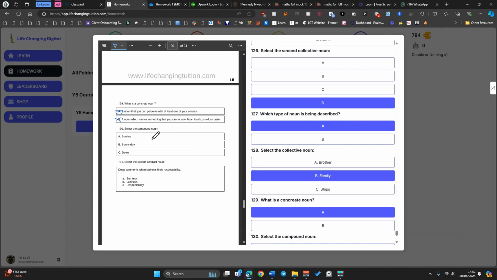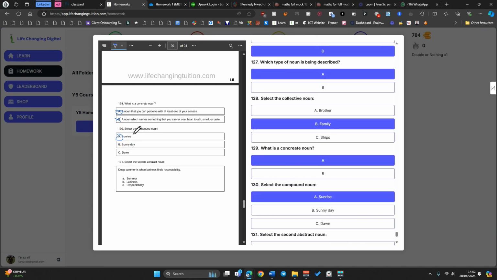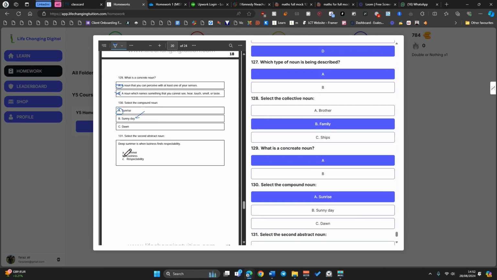Select the compound noun now. Sunrise right here. So you can see there's two separate words in that, sun and rise. Sunny day is just two different words. I just think that's a compound noun.